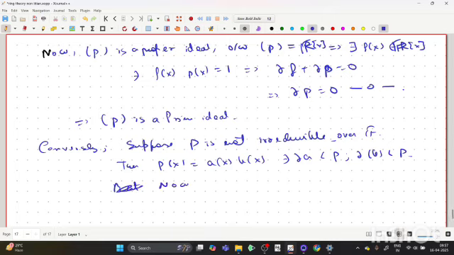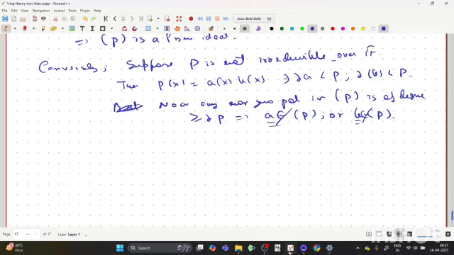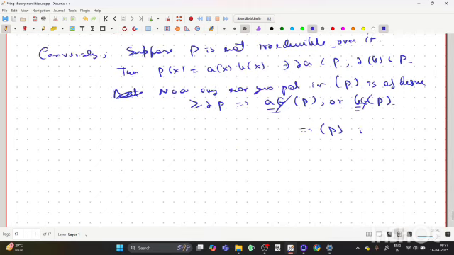But observe that now every non-zero polynomial in the ideal generated by P is of degree greater than or equal to the degree of P, which implies that neither A can be in the ideal generated by P nor B can be in the ideal generated by P, right? Because they have degrees strictly less than P, and for them to be inside the ideal generated by P, their degrees must be at least the degree of P. That is not possible, right? So what does this conclude? This concludes that the ideal generated by P is not a prime ideal.